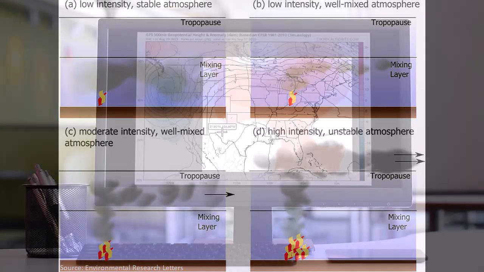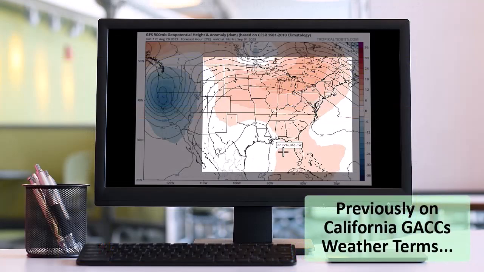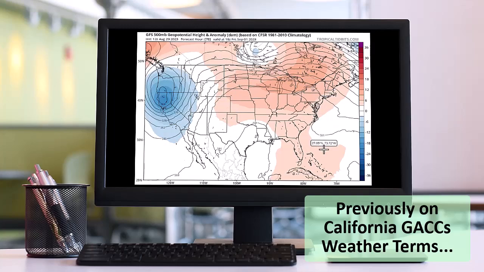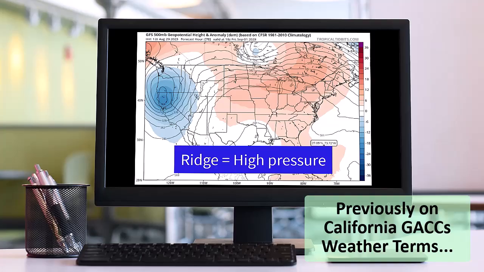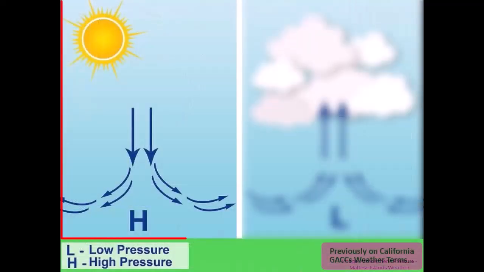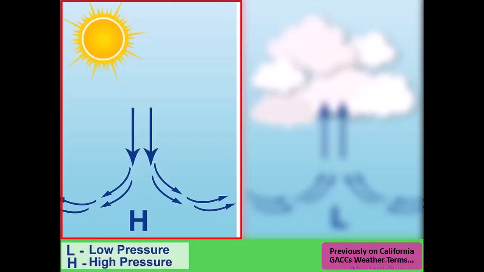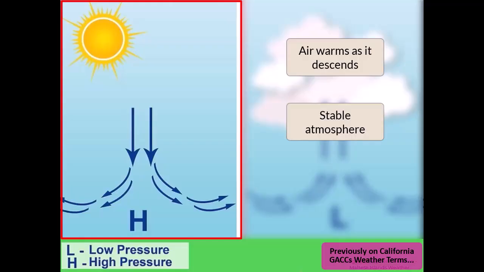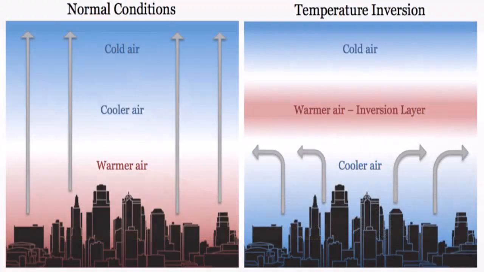Recall in the first video of the California GACCs Weather Terms series, we discussed troughs and ridges, which are fundamental aspects of atmospheric circulations that define weather patterns. In that video, we mentioned that in areas that are dominated by a ridge, the atmosphere is more stable. Under high pressure, air descends to the surface and warms as it compresses, leading to weather conditions that are typically calm and usually sunny. Oftentimes there is a strong temperature inversion under high pressure areas, especially during the calmer and cooler overnight and morning hours.